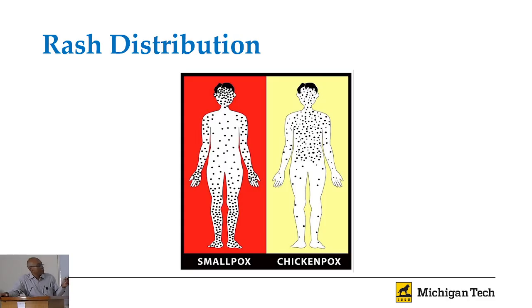Okay, so this is the rash distribution, and based on that you can differentiate, because smallpox is mostly on the face and the legs and the extremities, right? But your chickenpox is mostly in the upper body. Lower body you don't see too much. So that's the major way to differentiate.